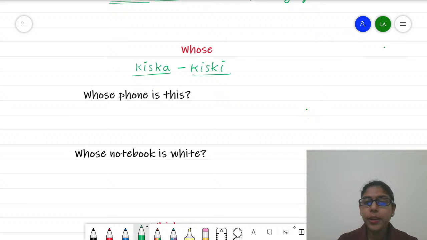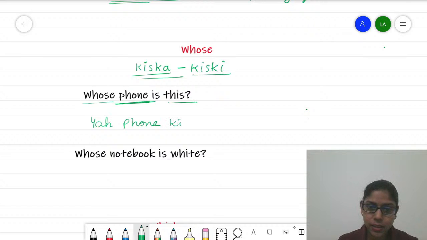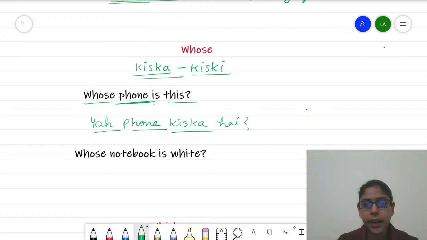So kiska or kiski. So let's see, whose phone is this. So now phone is having masculine gender here. So we have to use kiska. Whose phone is this? So for whose we will use kiska. This, yah. So we'll start the sentence with yah. यह फोन किसका है? Now whose here is kiska, this is यह, phone is phone and is means है. यह phone किसका है? Whose phone is this?